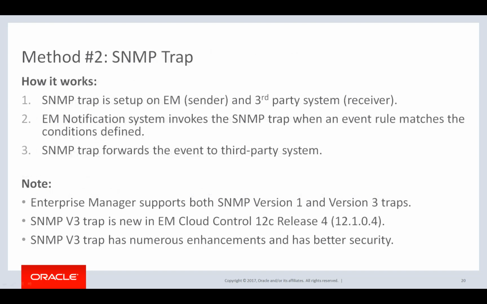The second method is an SNMP Trap. Just like the OS command, SNMP Trap is another way to forward event information to a third-party system. In order to do this, the third-party system must accept incoming SNMP traps. How this works is you will set up an SNMP Trap method on EM as the sender and the third-party system as the receiver. When an event matches the conditions defined in the rule, EM notification system invokes the SNMP Trap, which forwards the event to the third-party system.